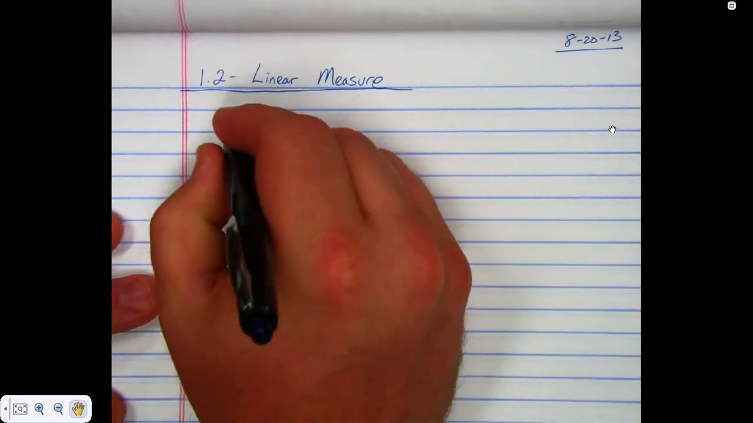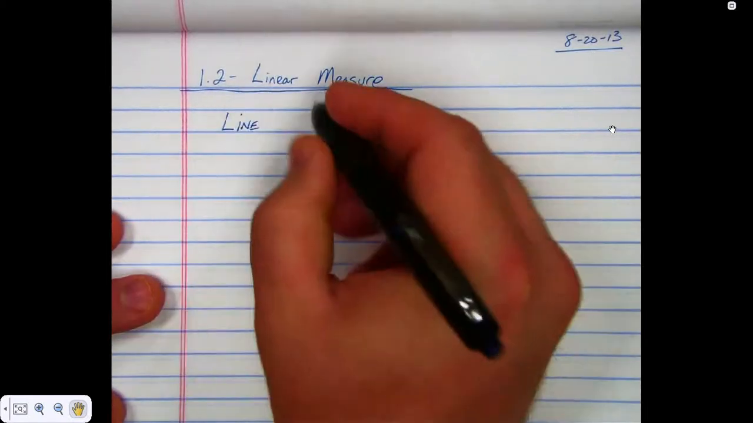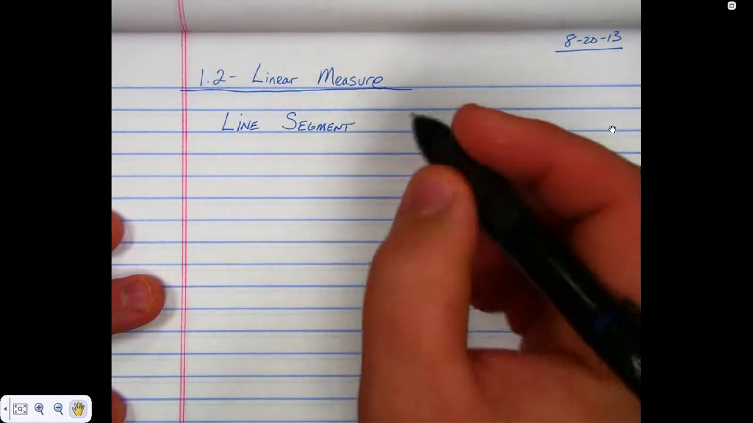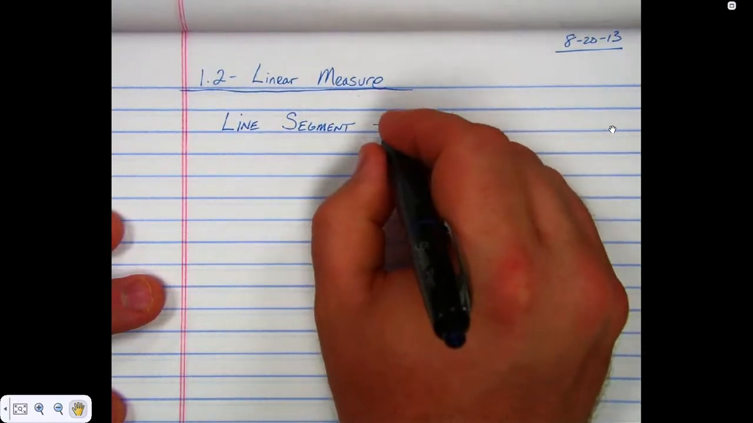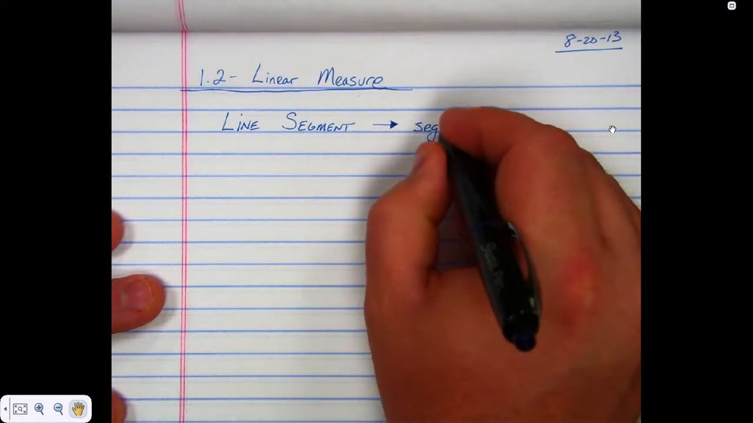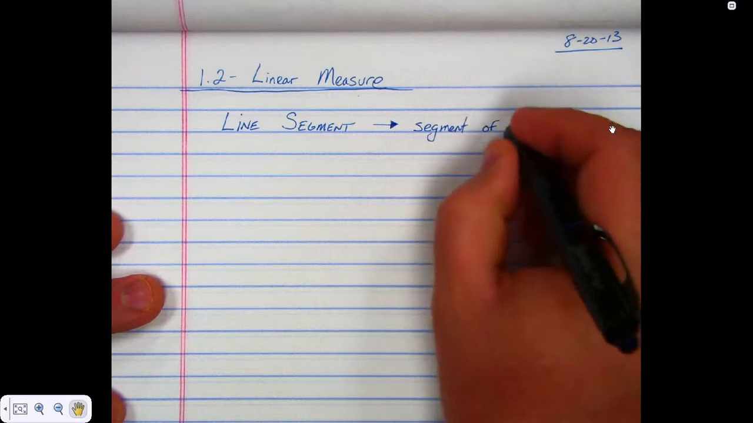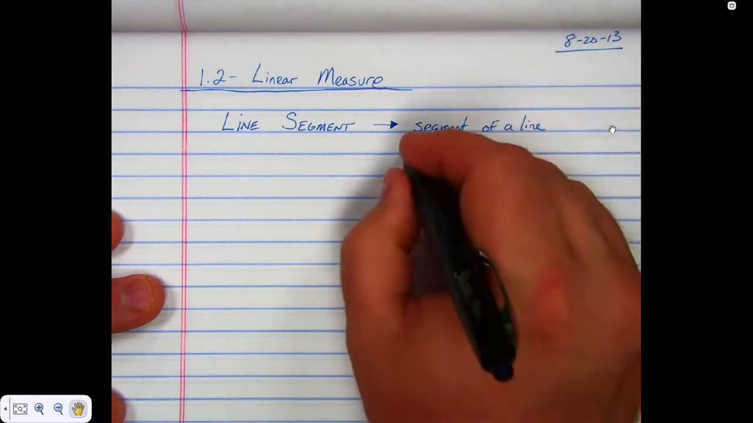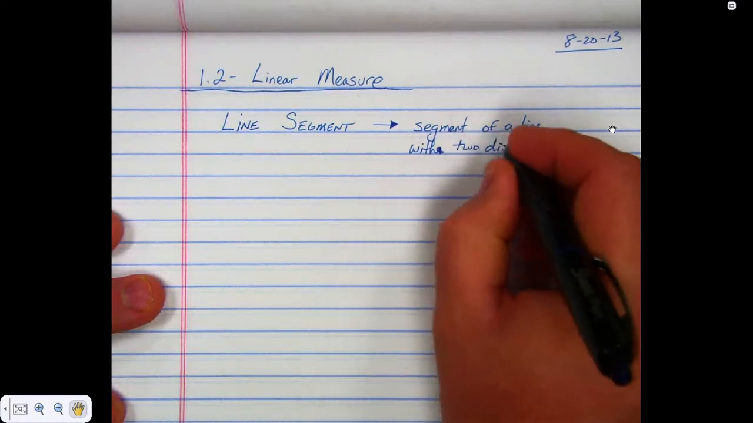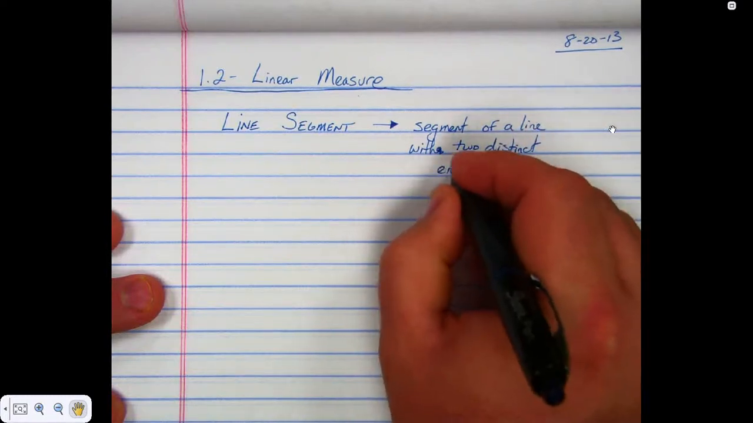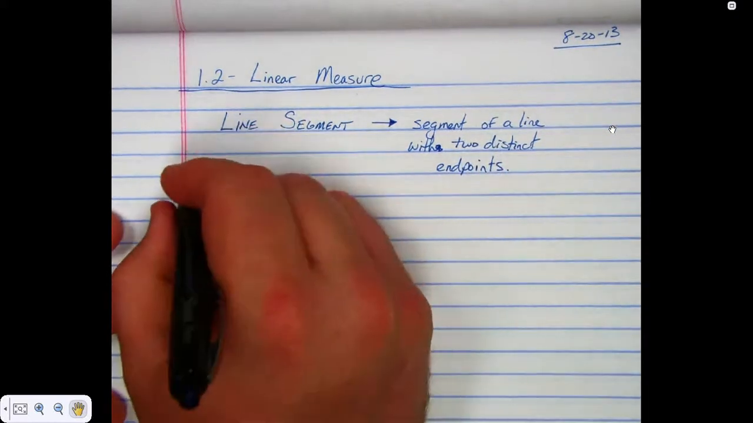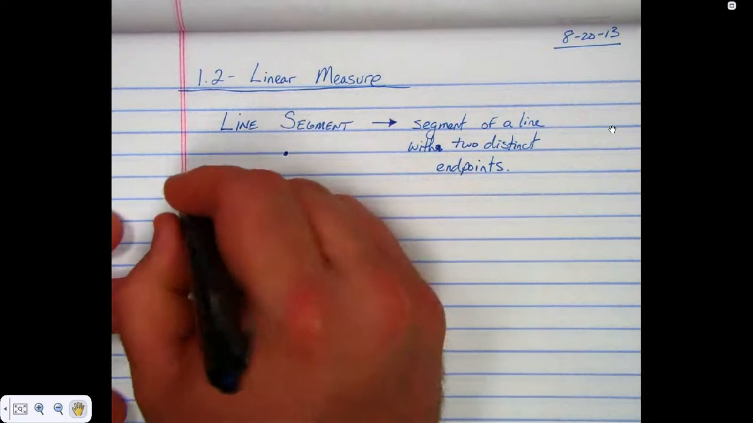A thing that we will use constantly in this class, more than lines actually, is a line segment. A segment of a line with two distinct endpoints. Picture one: have a dot here and a dot here. Let's call this A, let's call this B.